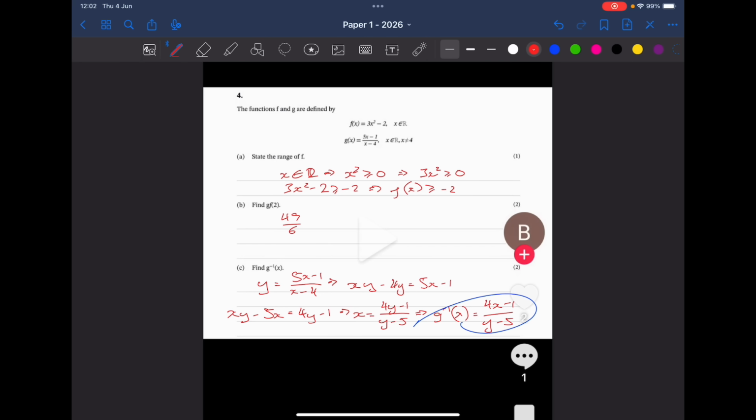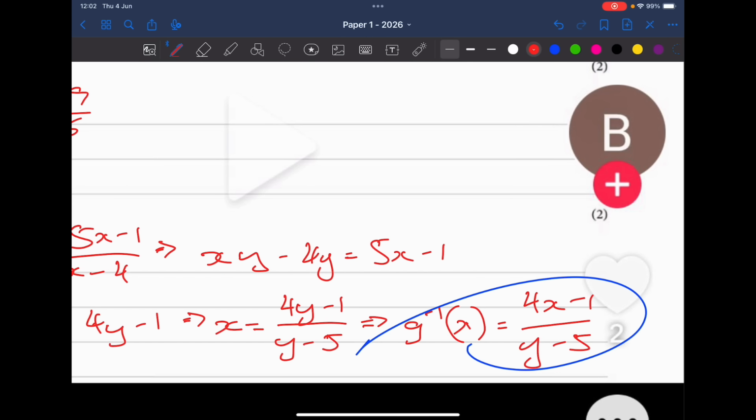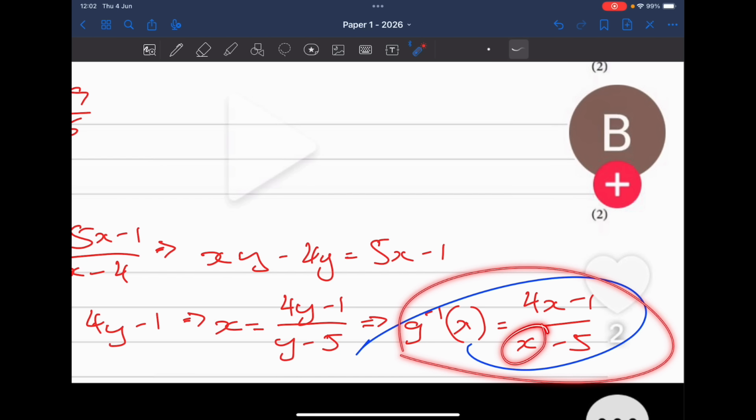Let me just double check that is the same. Obviously, notice the little letters change. This should be an x, not a y. Do be careful of those things. You're never going to completely stop me from doing that. Do you know what I mean?